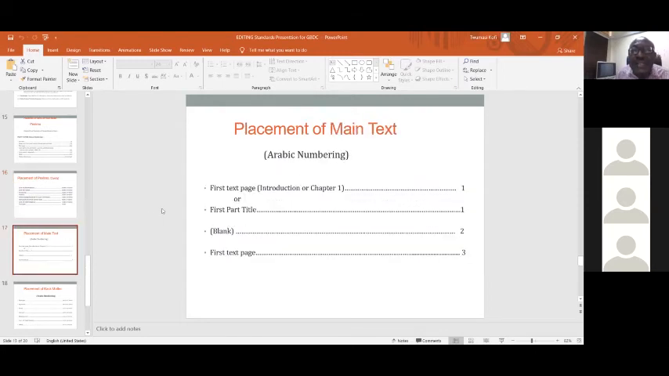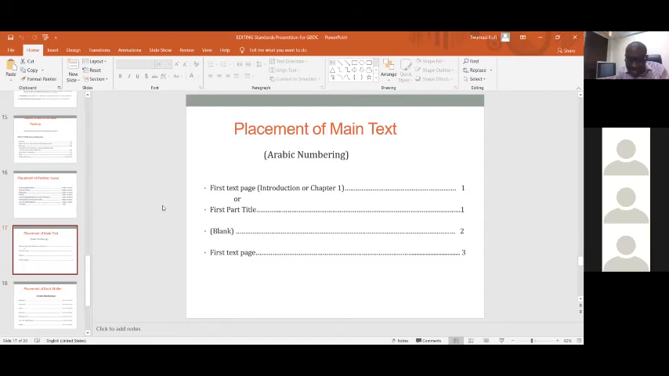So when you come to the main text, start numbering Arabic. So the first chapter, maybe chapter one, should be Arabic one. But if you come to the first part title, the Ghana standard is saying, yes, start with number one. In other words, if you have the book in parts, like part one, part two, part three, the part one, which is starting the main text, should be Arabic one, and then you follow. And the verso of the part page should be blank. That's page two. Do not put any matter there.